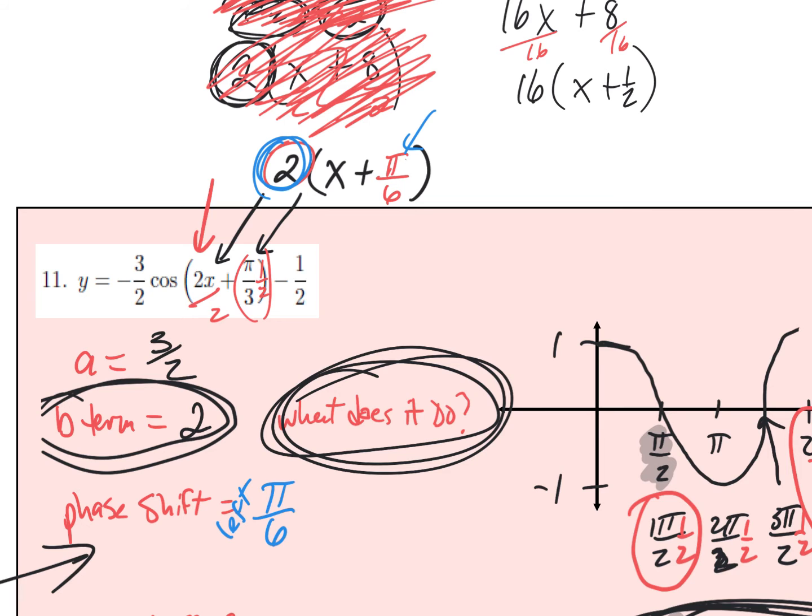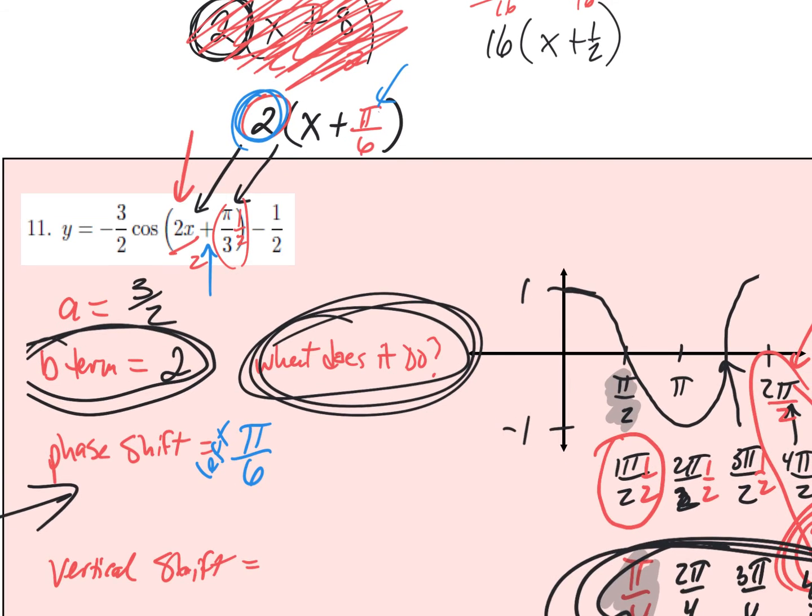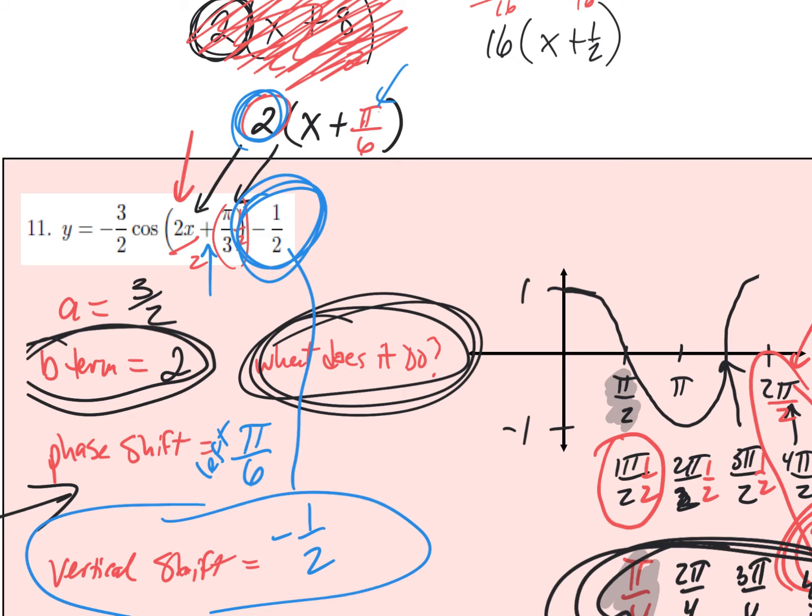Phase shifts are directional. You know how there's a plus in there? Things that are plus seem like they should go to the right, but they actually go to the left because they're on the inside and you don't trust them. So this shifted left pi over 6. And last but not least is the vertical shift. That's this. Negative 1/2 is the vertical shift.